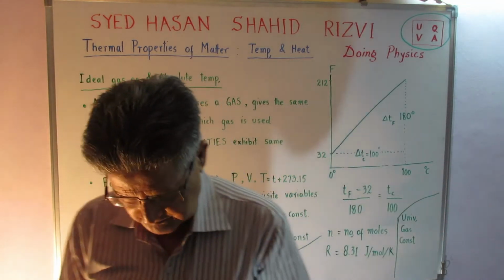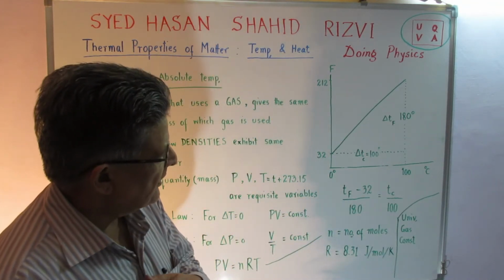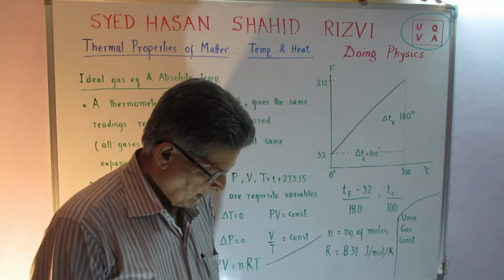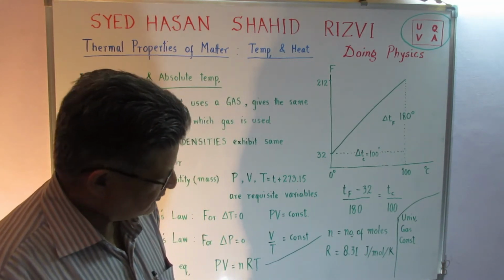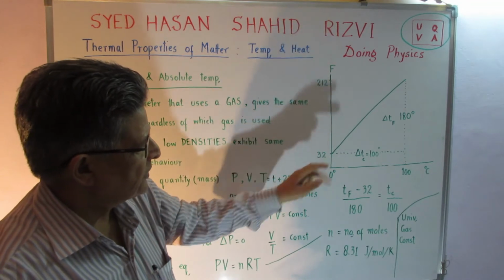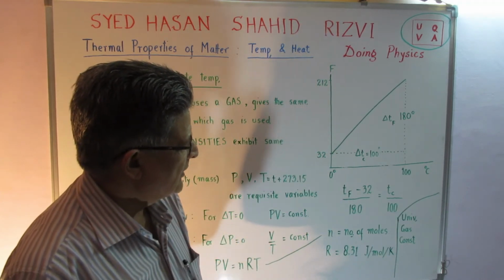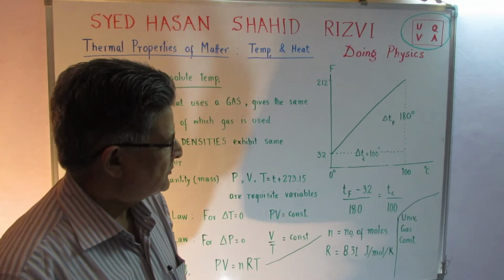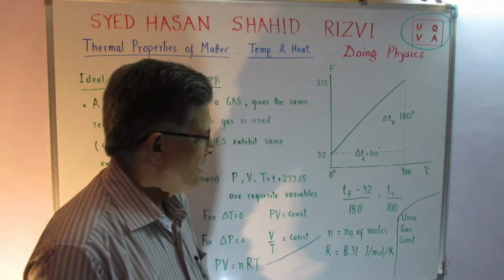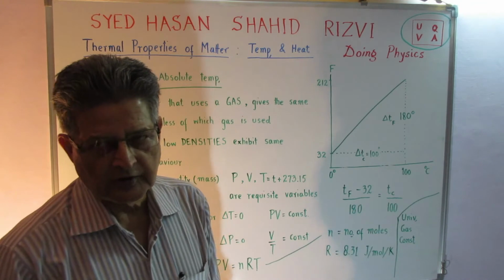So we have some liquid like mercury or some kind of alcohol, ethyl alcohol, etc., which give stable properties, and we can obtain the two definite points. In the Fahrenheit scale, 32 degrees is the freezing point, and 212 degrees Fahrenheit is the boiling temperature. In the centigrade scale, we have 0 degrees Celsius as one reference point and 100 degrees Celsius as the other reference point.